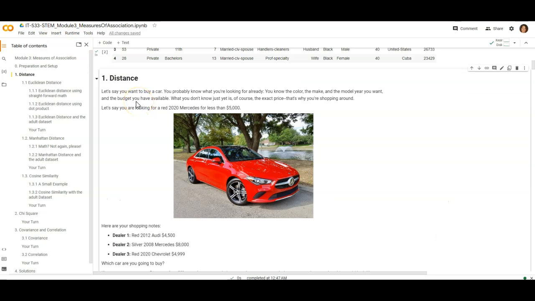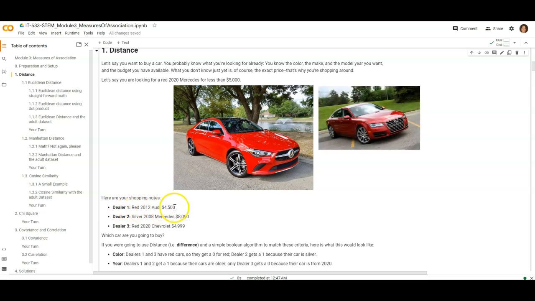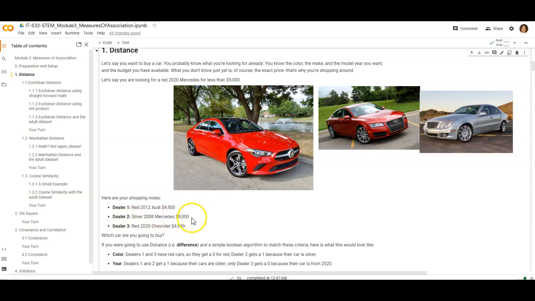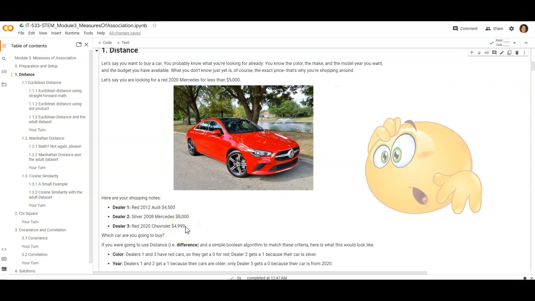So let's start with our section on distance and with a case study. Let's say you want to buy a car, and not just any car, but you want to buy a car that's as close to this one here in the picture as it can get. This here is a red 2020 Mercedes, but you have a budget of less than $5,000. So you go through 3 dealers. Dealer number 1 has a red 2012 Audi for $4,500. Dealer number 2 has a silver 2008 Mercedes for $8,000. And dealer number 3 has a red 2020 Chevrolet for $4,999. So now which car are you going to buy?